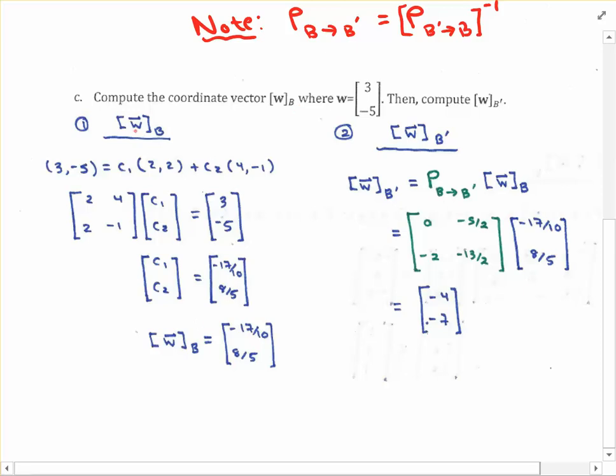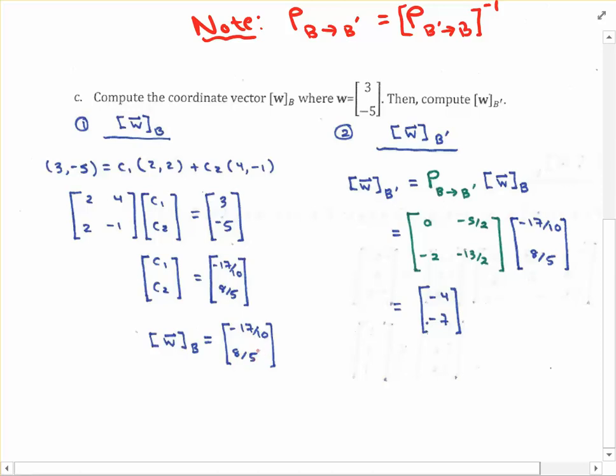We're basically going to figure out what the components of the vector W would be with respect to the basis vectors from B. So you set up this equation again, where we ask ourselves, how much of 2, 2 do we need, and how much of 4, negative 1 do we need in order to get the components 3, negative 5? Which of course takes us to a matrix equation, and solving for C1 and C2, it says that we need negative 17 tenths of the vector 2, 2 and positive 8 fifths of the vector 4, negative 1 in order to get 3, negative 5. So the components of the vector W with respect to the basis vectors B would be negative 17 tenths and 8 fifths.